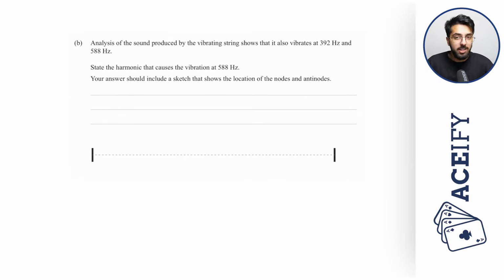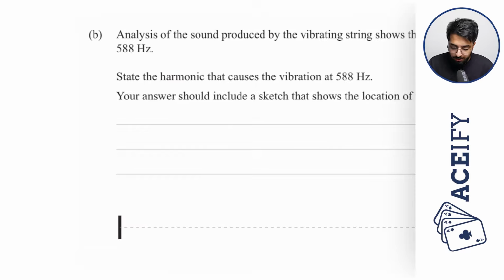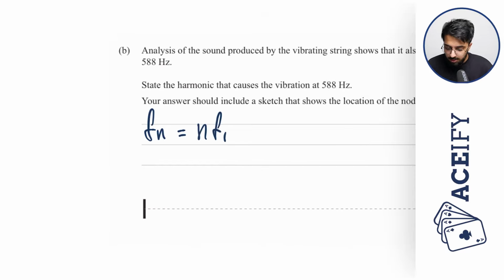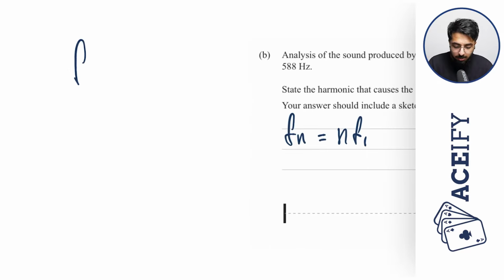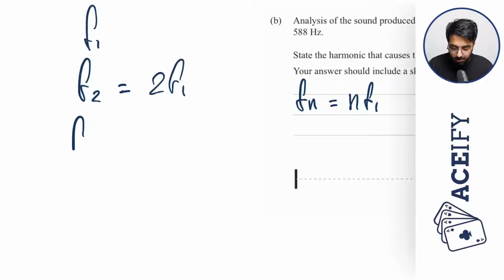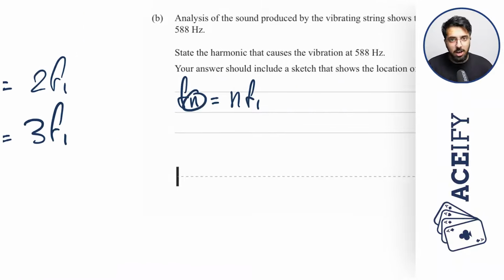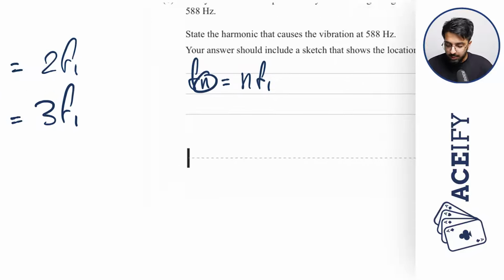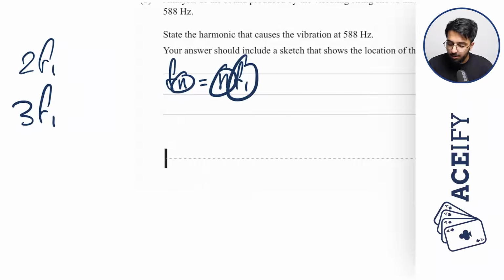So in order to find which harmonic causes the 588 Hz vibration, we can use our equation where our Fn is equal to n F1. And where this comes from, if you remember, if we have our fundamental frequency, which we can call F1, and we want to calculate our second harmonic, we can go 2 times F1. And for our third harmonic, we can go 3 times F1. And so if we want to calculate our nth harmonic, which we don't know what that is yet, we can just simply take n times our first harmonic.